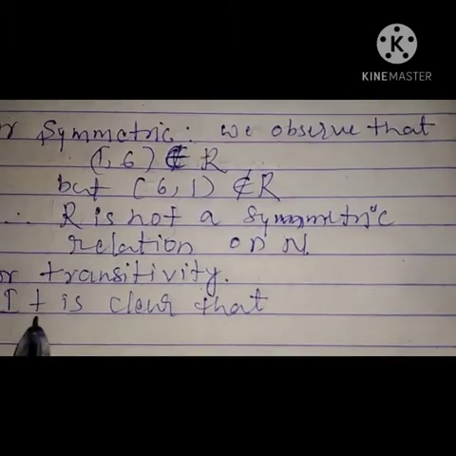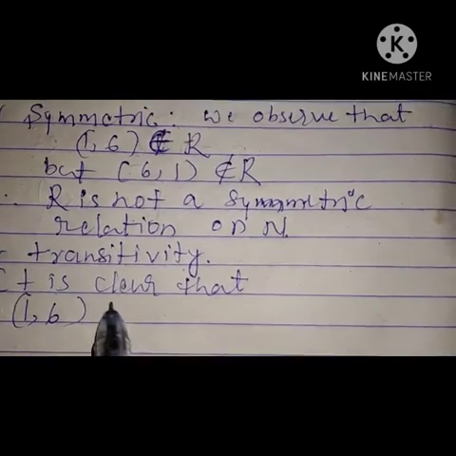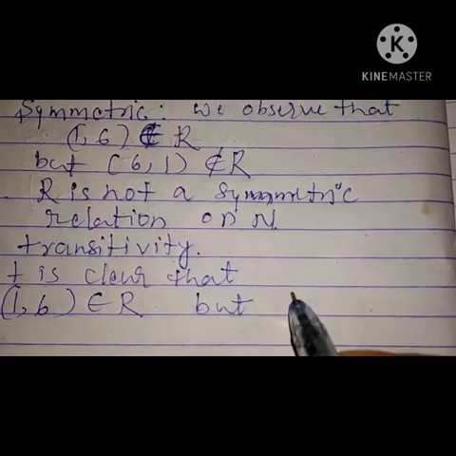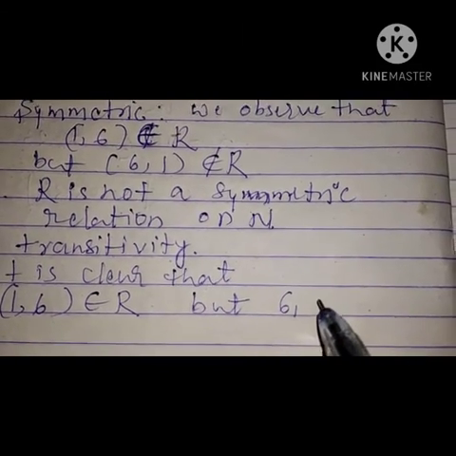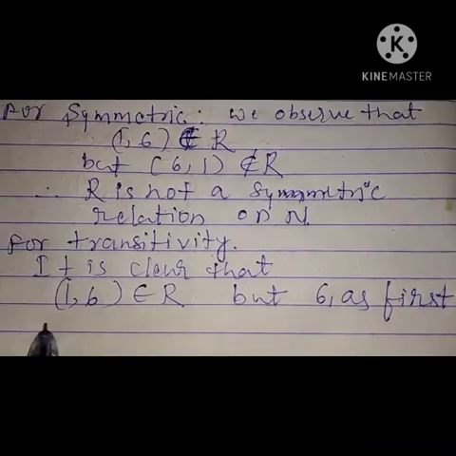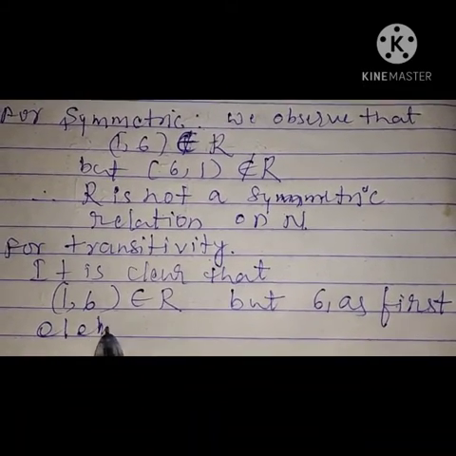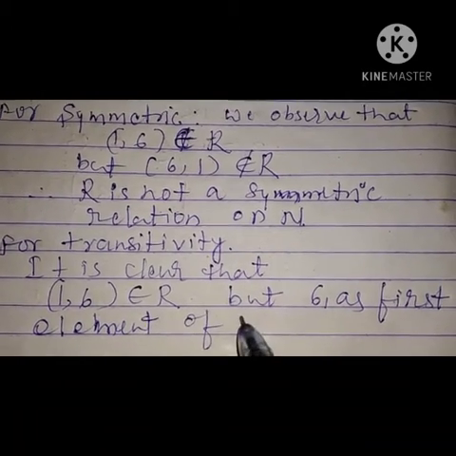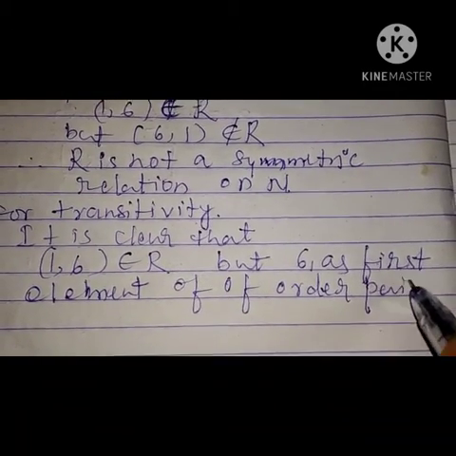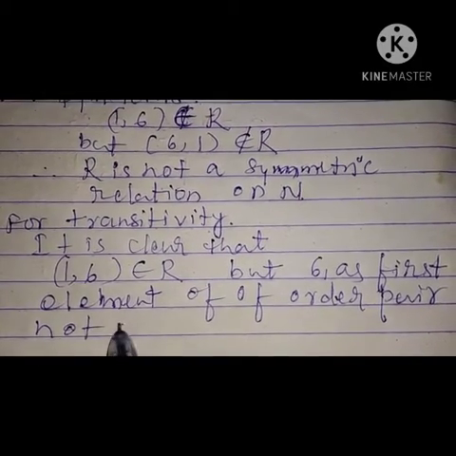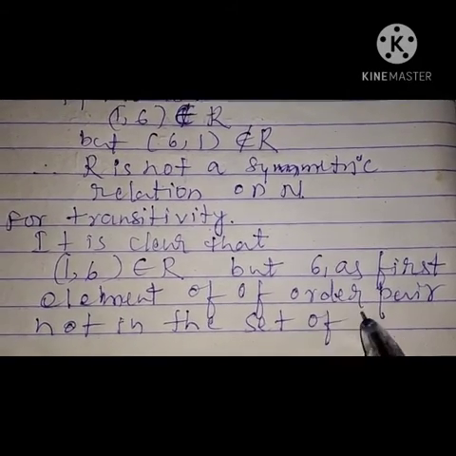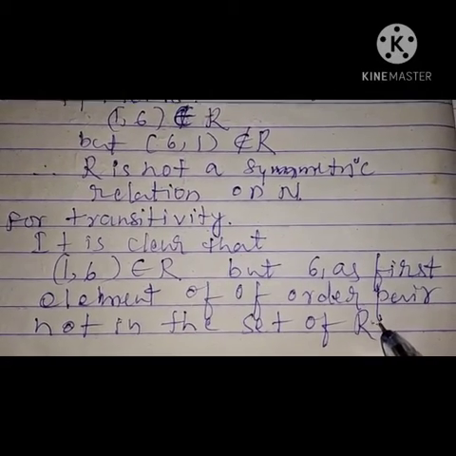Therefore it is clear that (1, 6) belongs to R, but there is no ordered pair with 6 as a first element in the relation.